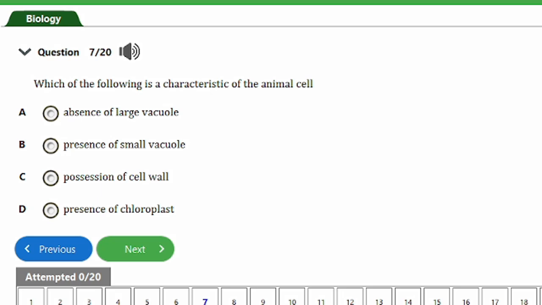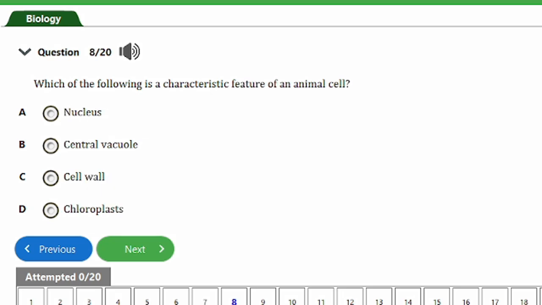The characteristic of an animal cell is the presence of small vacuole, or even the non-existence of the vacuole. So in animal cells, the vacuole most times do not exist, and if present is usually small. So let's look at the next question, guys, and that's question number 8.